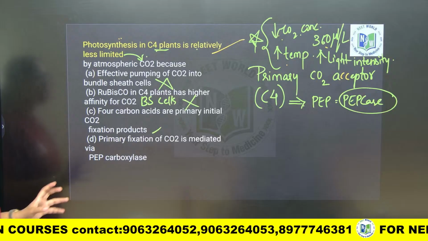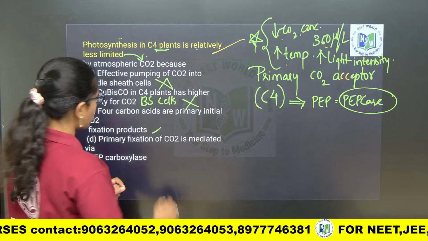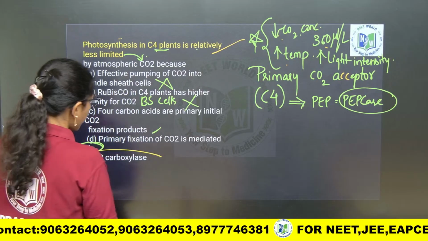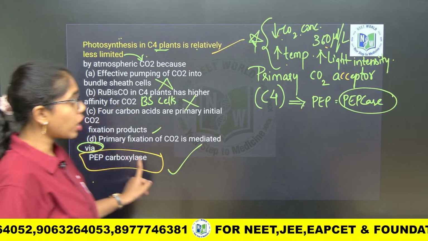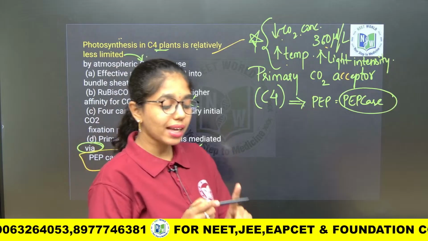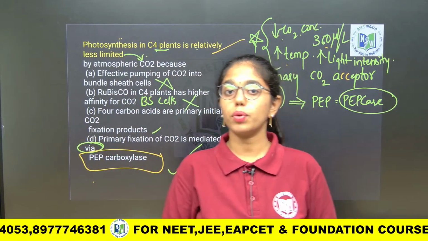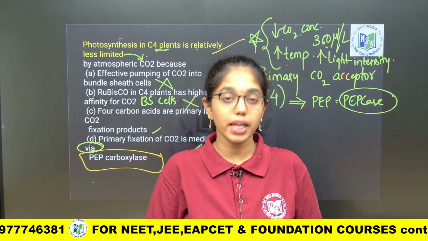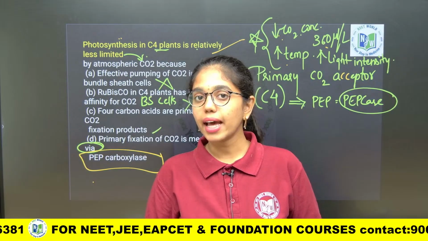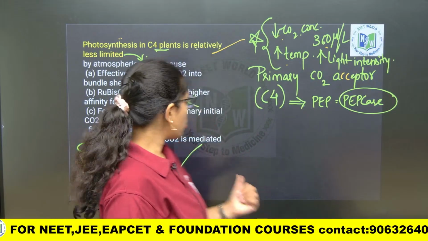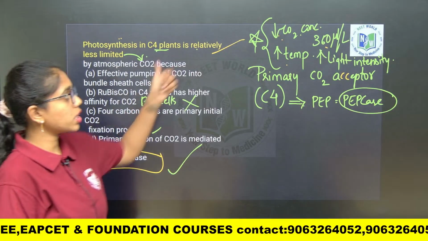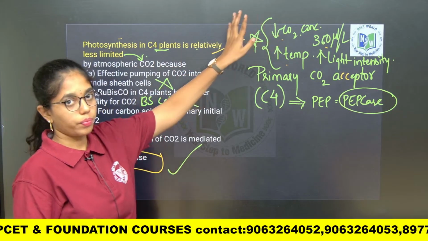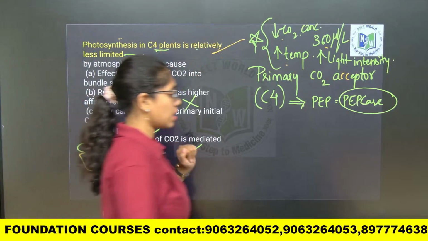Last option, you see: primary fixation of carbon dioxide is mediated by PEP carboxylase. This is the correct answer because PEPcase will react only with carbon dioxide, not with oxygen, unlike Rubisco. As it is only reacting with carbon dioxide, the concentration should be low. Clear? Next.